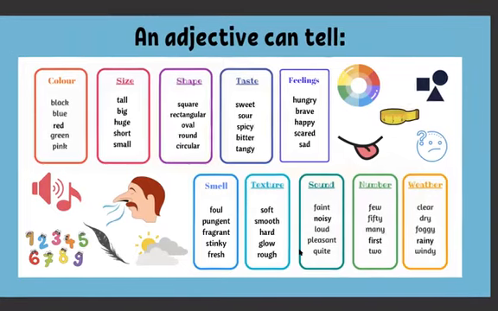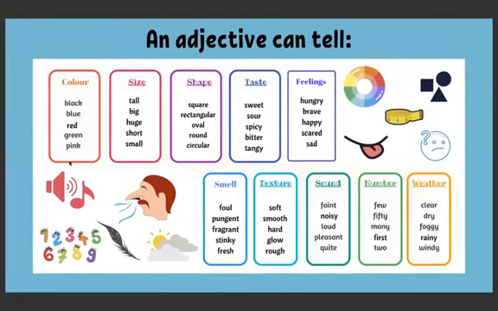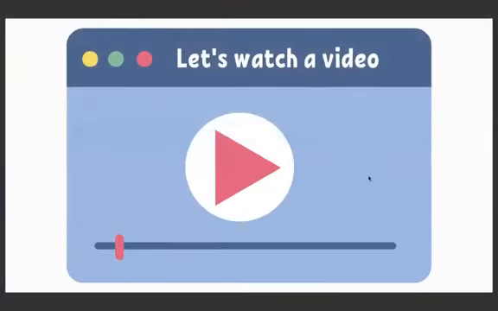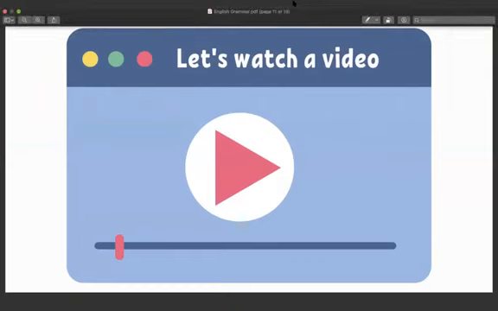So this word describes the noun. These words tell more about the noun, okay. So they are called adjectives. What are they called? Adjectives. Repeat after me: adjectives or describing words. Okay. Now, to make this topic clearer, you have to watch this video. You will enjoy this video.